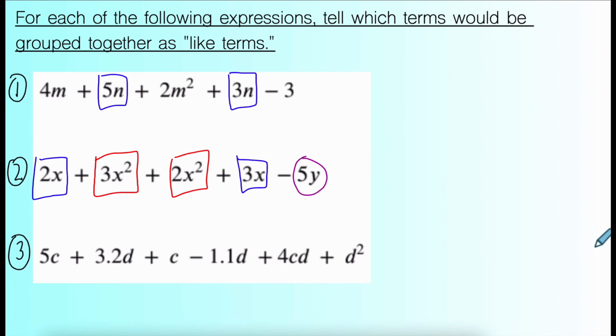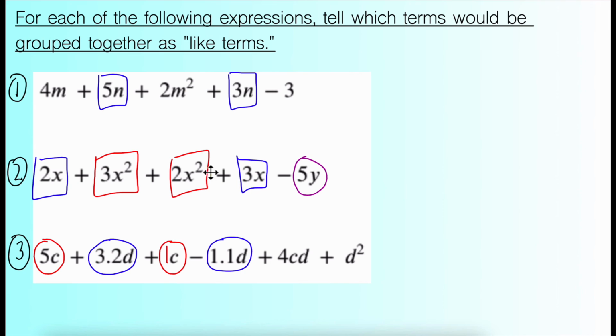I think I have one more example we'll take a look at, and that is this big old expression. Now, I see 5c and c, also known as 1c. Remember, if there's a variable on its own, the number in front of it, the coefficient, is just a 1. So 5c and 1c are both in the same family. They both have the same last name, c. Those would be considered like terms. We also have 3.2d and 1.1d. Those are considered like terms. They both have d as the last name.